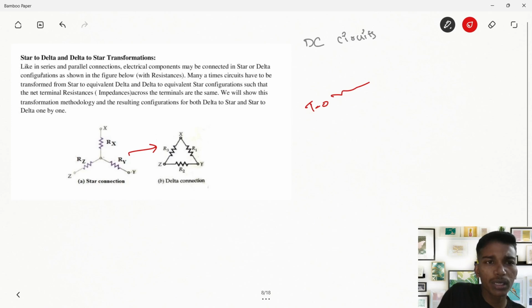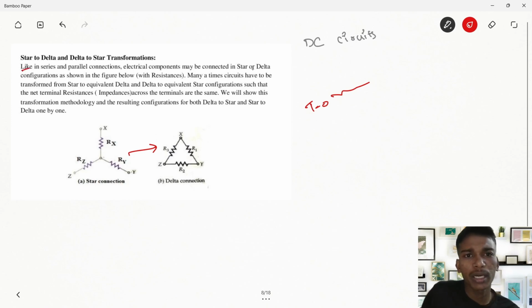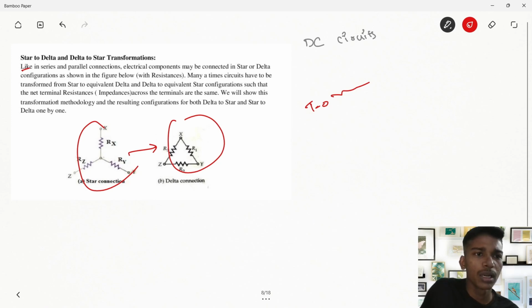Why are we converting using this star delta transformation? We will just look at a basic intro of this. Like in series and parallel connections, electrical components may be connected in star delta configuration, as shown in the figures below, just like this. Many times, circuits may have to be transformed from star to equivalent delta and delta to equivalent star configuration such that the net terminal resistance across the terminals is the same.